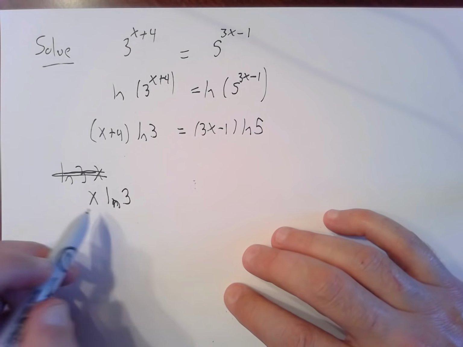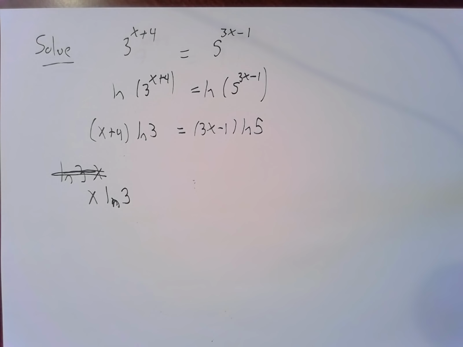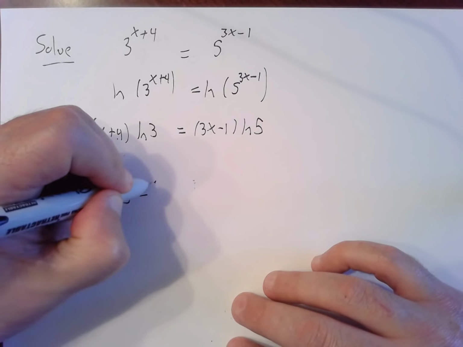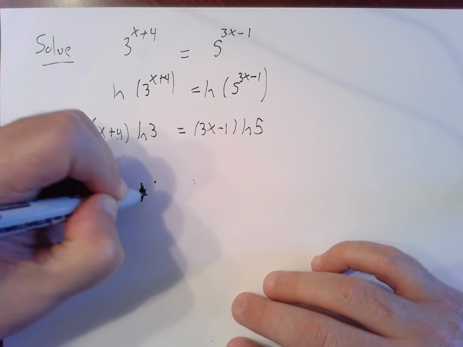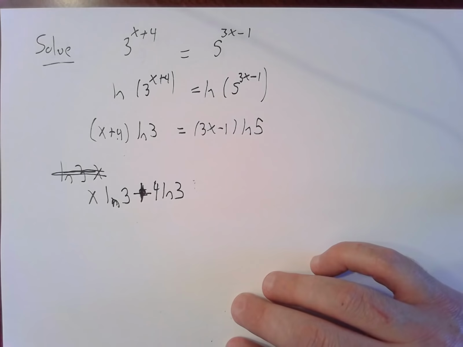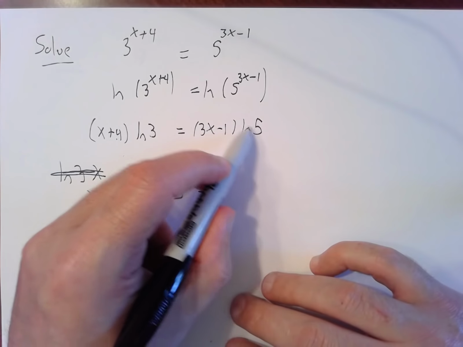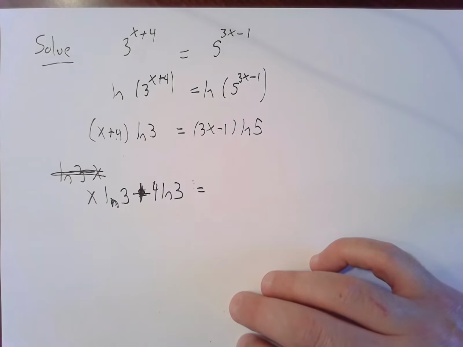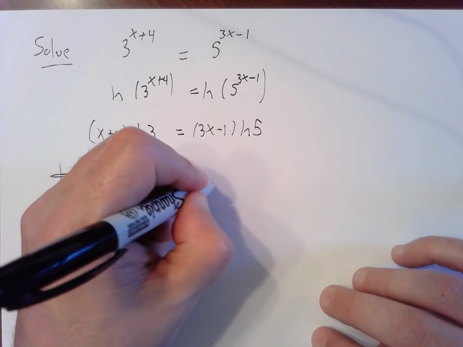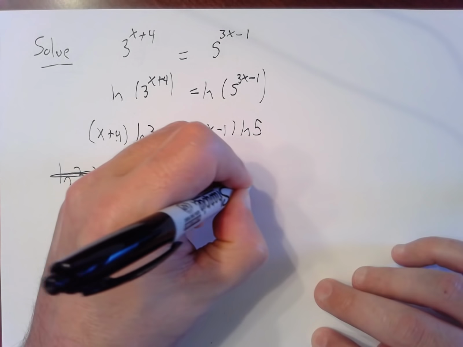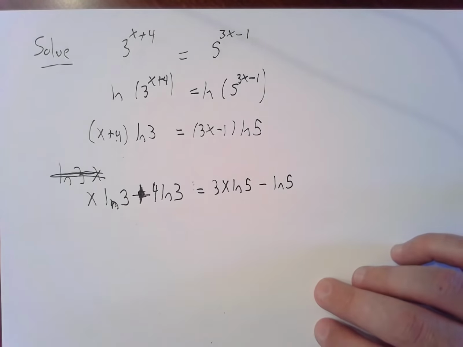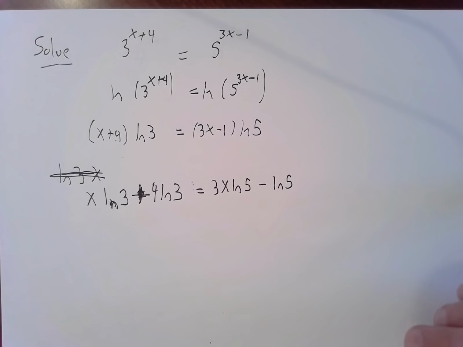But that's just a number times x. It's just like saying x times 7 instead of 7 times x. And the same thing here: 4 plus 4 natural log of 3 equals, same game here, distribute the ln of 5, but I'm going to write all the logs on the right side of each term. So I'll have 3x ln 5 minus 1 times ln of 5, 1 times ln of 5 just being ln of 5.